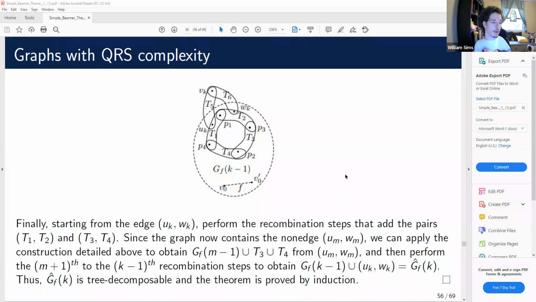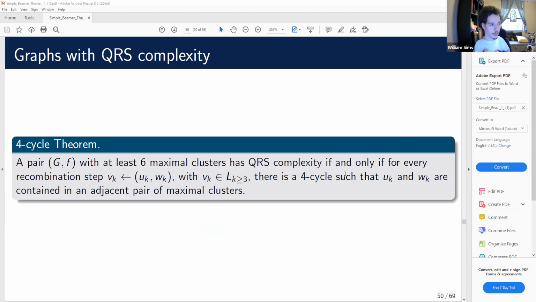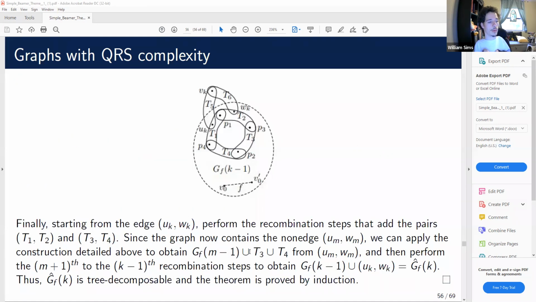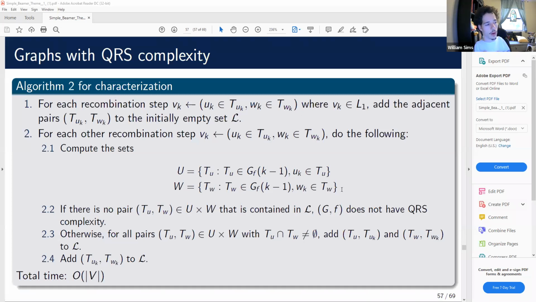So now we've proven this 4 cycle theorem. So now this kind of gives us a much better algorithm to check whether a pair G comma F has QRS complexity, instead of just checking every extreme graph, right? So the way to do that, and it's kind of a wall of text, but I won't go over all the details. But the overall picture that you should take away from this is that we're going to perform the recombination steps of our graph one at a time. So that just takes O of V time.